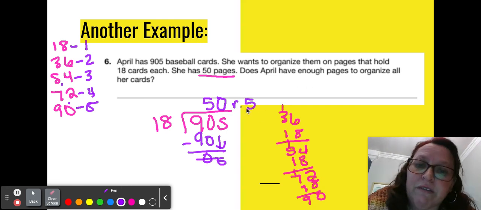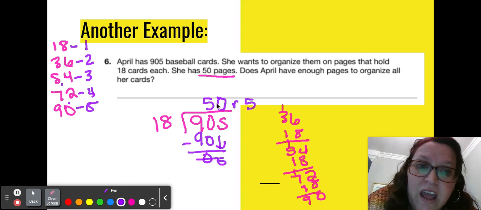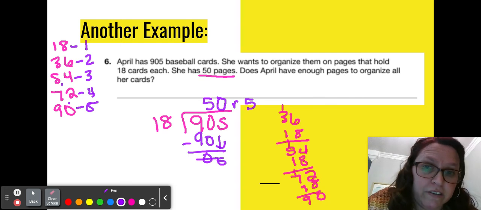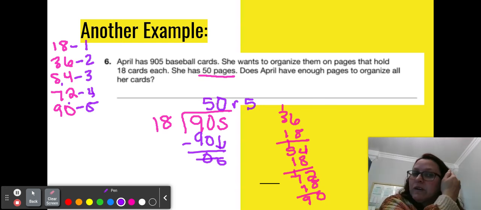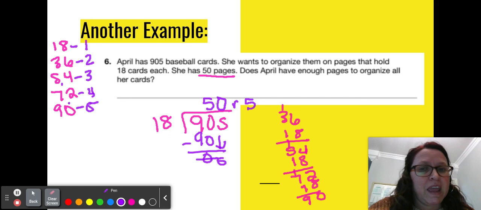Because I have a remainder of 5, that tells me that she does not have enough pages to organize all of her cards. She has enough pages to organize most of them, but not all of them. My answer has to be less than 50 in order to have enough pages to organize them all.